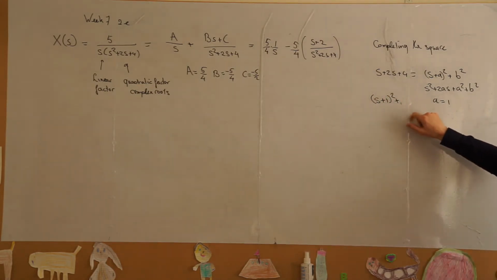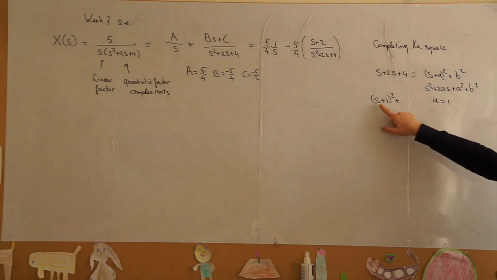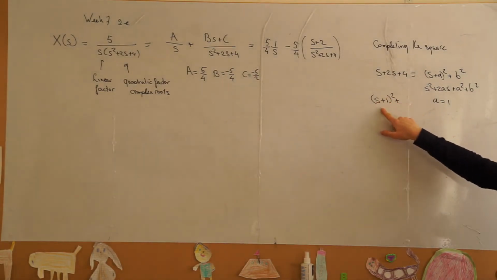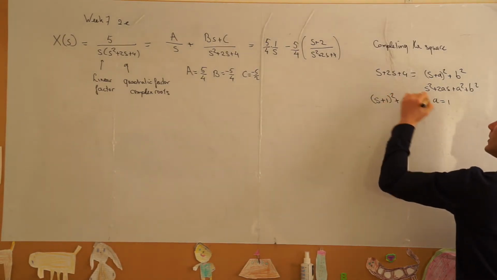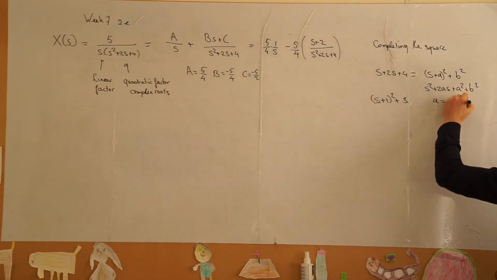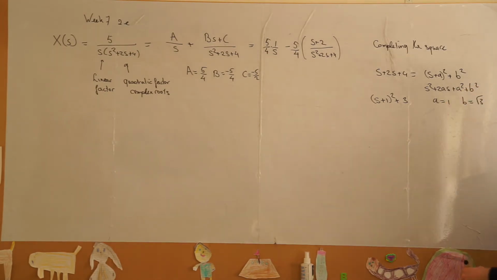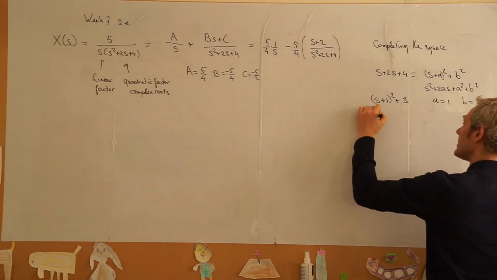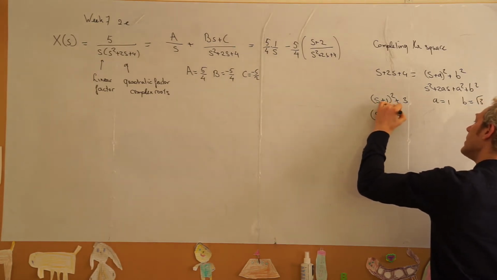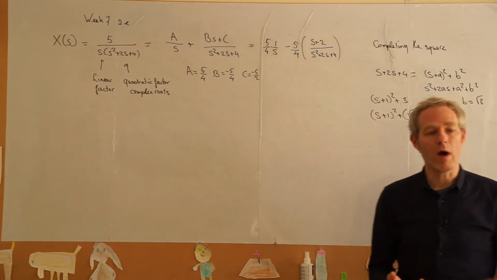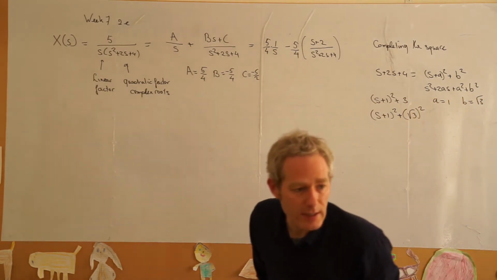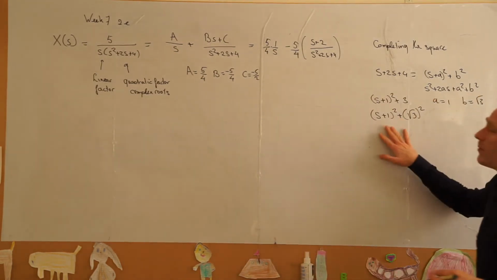I'm going to do this in my head. If I take the square, I get s squared plus 2s plus 1. So I'm left with 3, which means that b is the square root of 3. And I can write this as s plus 1 squared plus the square root of 3 squared. Now, why would I want to do this?